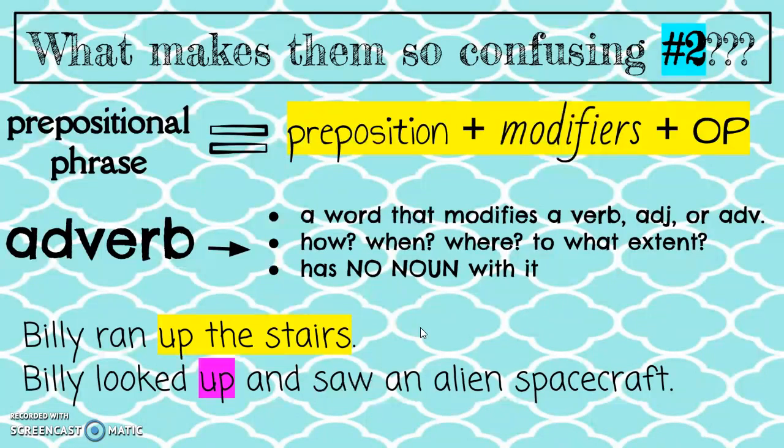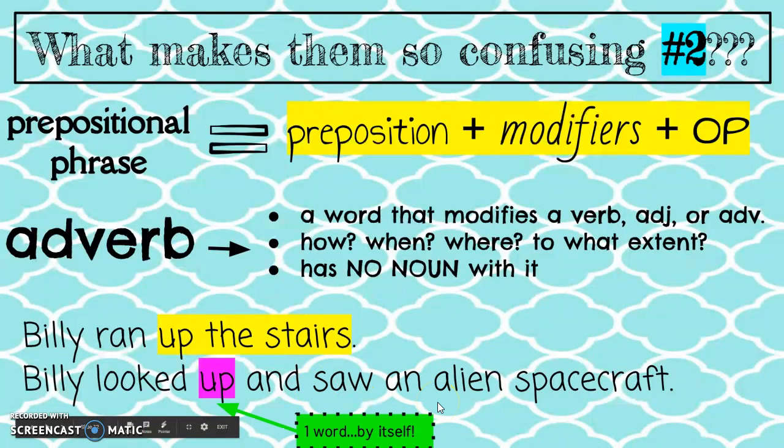In this next sentence, it says, Billy looked up and saw an alien spacecraft. Now, I could say that up goes all the way over here to spacecraft. It has a modifier in here. The problem is we've got this verb in there, and it's not allowed to happen. And if we look at this phrasing, that doesn't really sound right. Up and saw an alien spacecraft doesn't sound like a phrase. So I go back and look there, and Billy looked where? Billy looked up. All by itself. It's just one word. We couldn't find a noun after it to go with it. If we see it by itself, then it's an adverb.